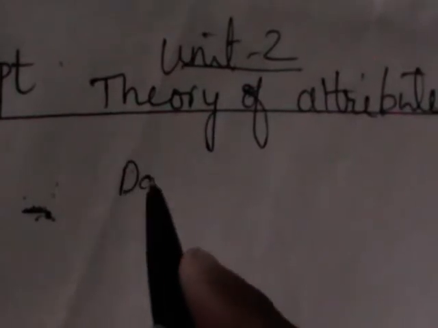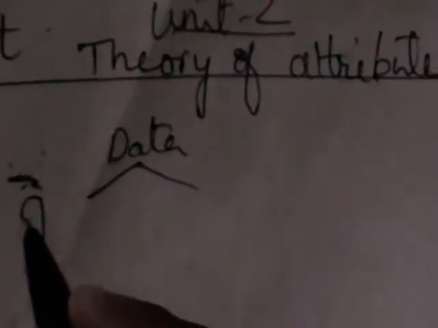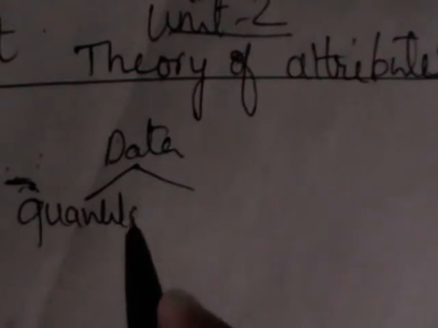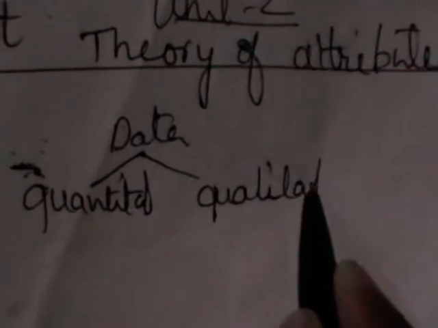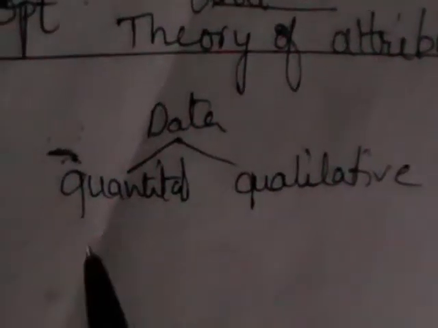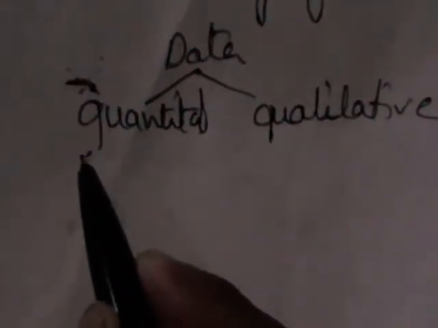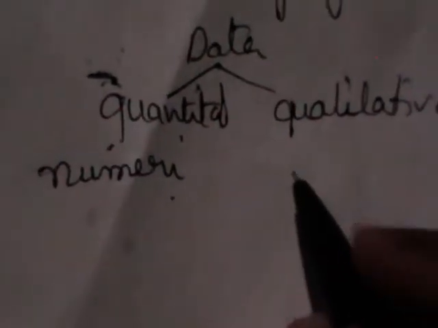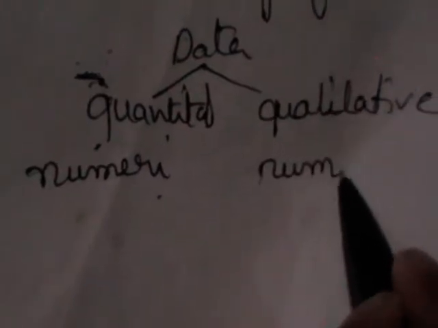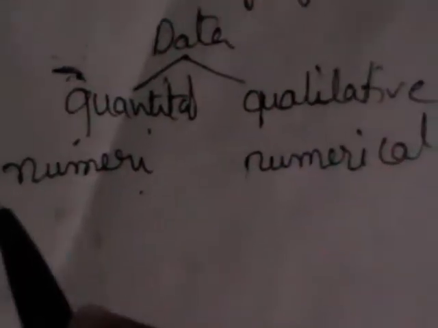In unit 2, in the previous class we have discussed what attributes are. Attributes are nothing but qualitative characteristics. Generally data is divided into two categories, qualitative data and quantitative data. Whenever the given quantities can be numerically measured, we call those quantitative data. Those which cannot be measured with numerical measurements are called qualitative data.